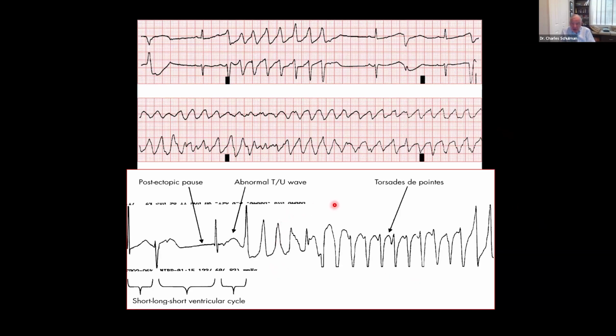This is an example of typical torsade de pointes. The points are up. It's a wide complex, irregular tachycardia. The points are up, then down, then up in the same lead. Twisting of the points.